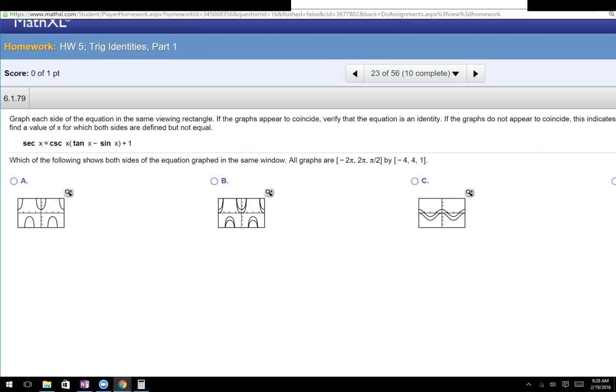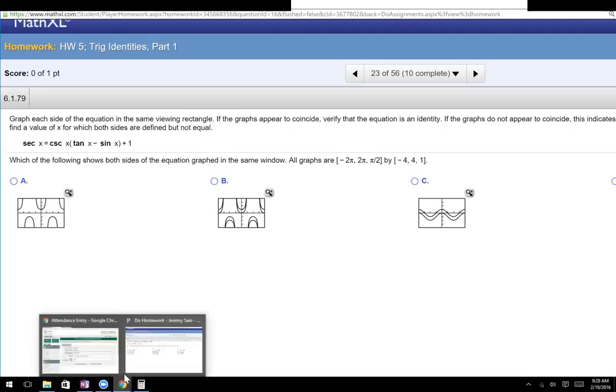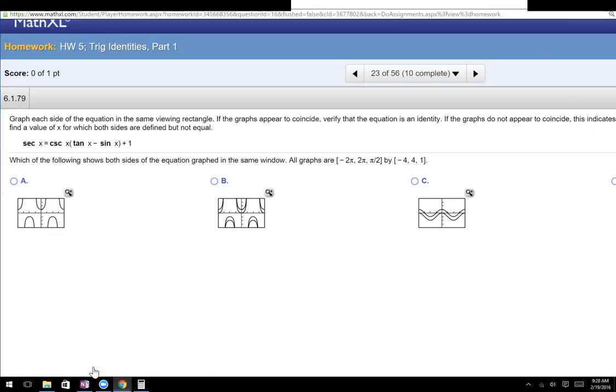As far as the graph in B, if I put in 0, cosecant is 1 over sine, so that's like infinity times 0. Oh, this would be, yeah, let me just go to Desmos. Cosecant tangent minus 1 minus 9.